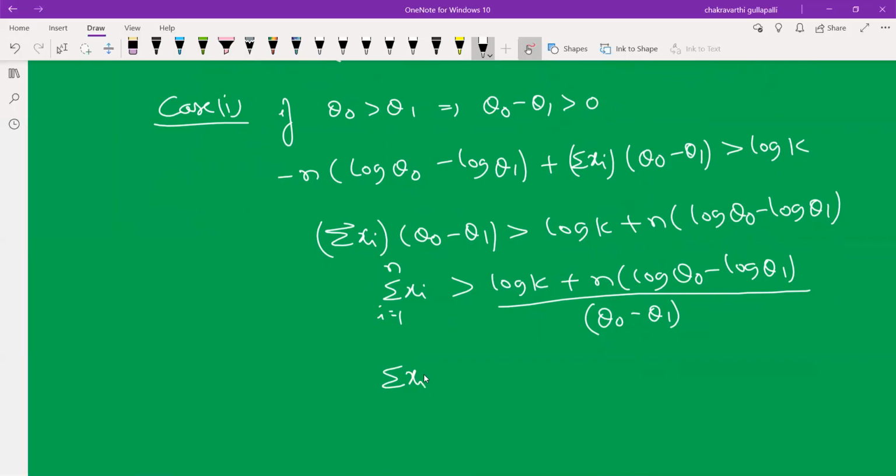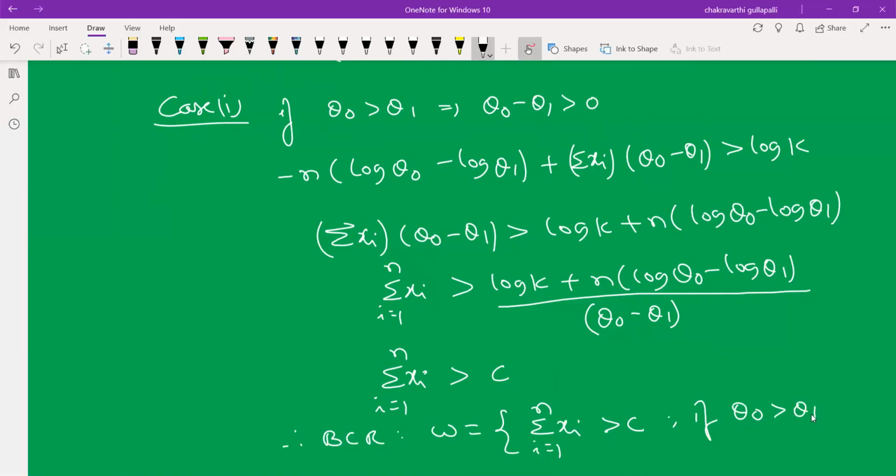Now summation xi, i equals 1 to n, is greater than c. Therefore, the BCR in this case, W, is equal to summation xi, a function of the sample observations, greater than c, if theta naught is greater than theta.